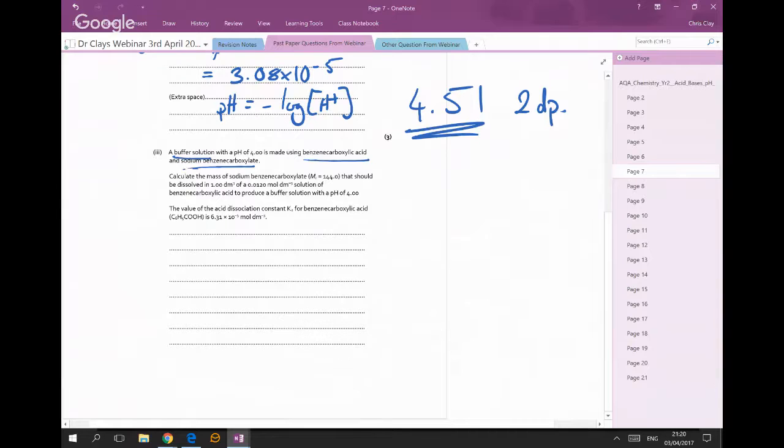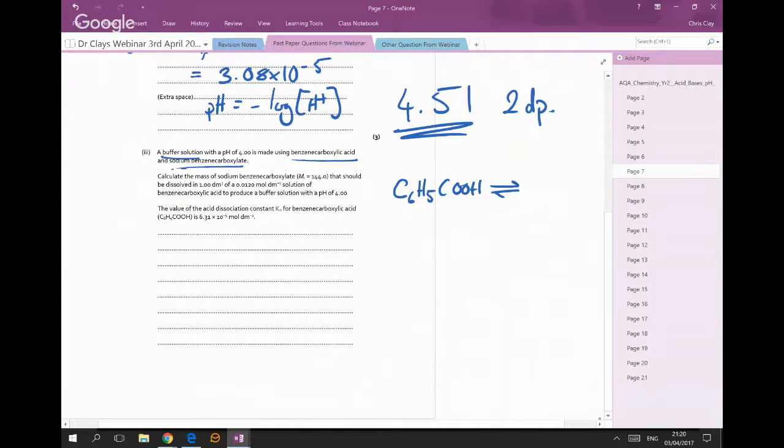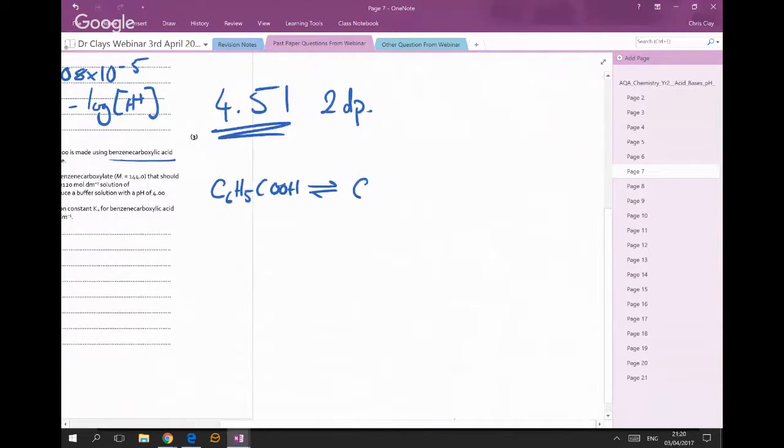So what we're doing here is we're making a buffer solution. Just to remind you, C6H5COOH is in equilibrium here with C6H5COO minus plus H plus.